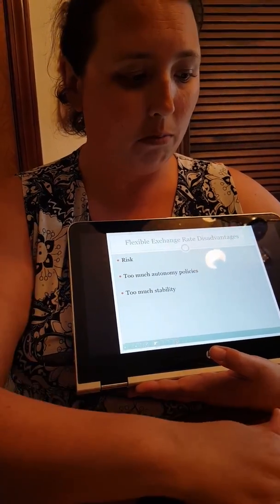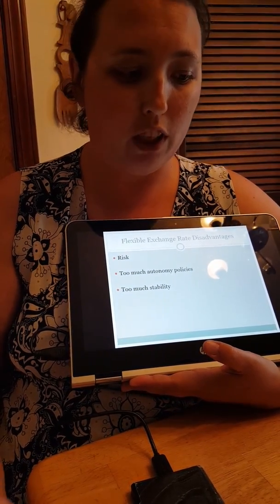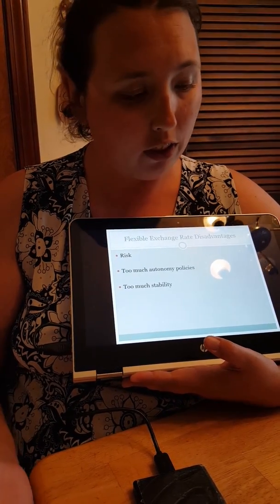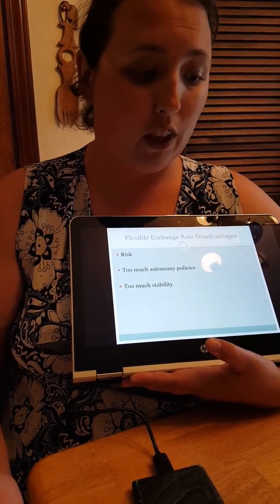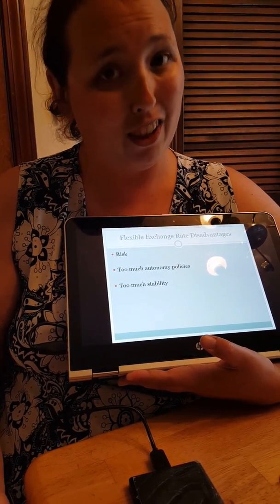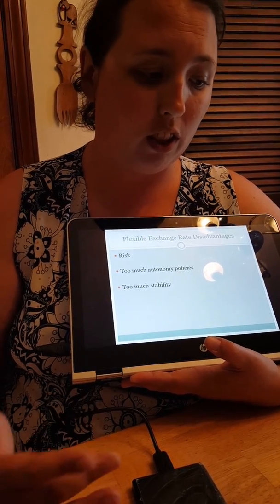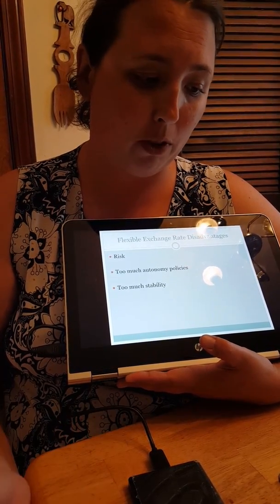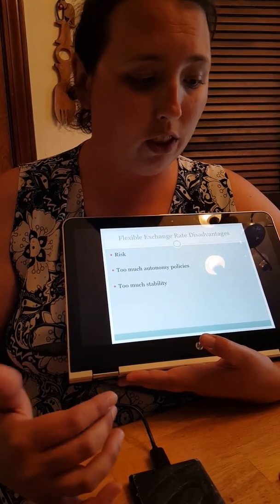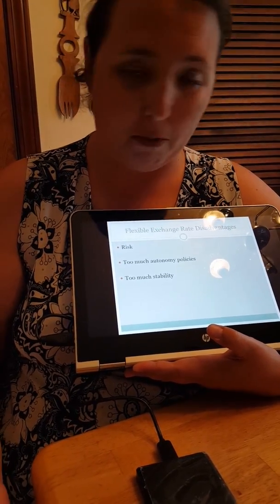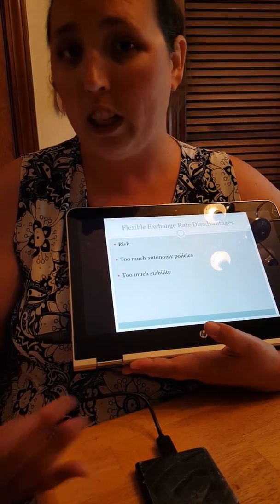On the other hand, because the flexible exchange rates change frequently, there is a lot of risk. Another disadvantage is that the autonomous policy, if it's used too much, creates higher inflation rates. Also, the stability that is an advantage of flexible exchange rates is also a disadvantage. Flexible exchange rates change in both directions based on the market. It can either increase or it can decrease.